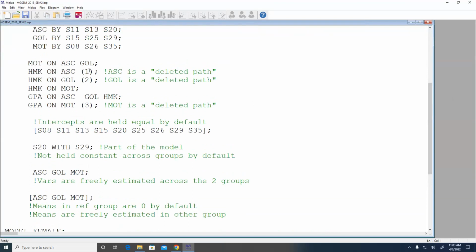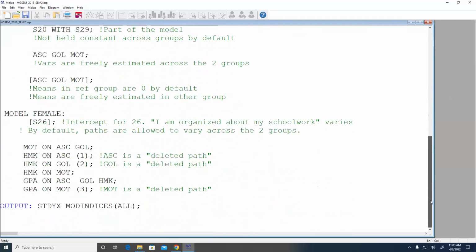To constrain those to be equal, I'm giving each of them a number, could be a letter, could be a word, doesn't matter. Then I'm going to come down here into model female, and I'm saying homework on academic self-concept 1, homework on goal 2, and GPA on motivation 3. Those are the same numbers I used above. So basically what this number or letter is doing is I'm naming the parameter. Names are probably better than numbers, by the way, if you're going to go into the constraints and mess with them later, but it doesn't matter for us right now.